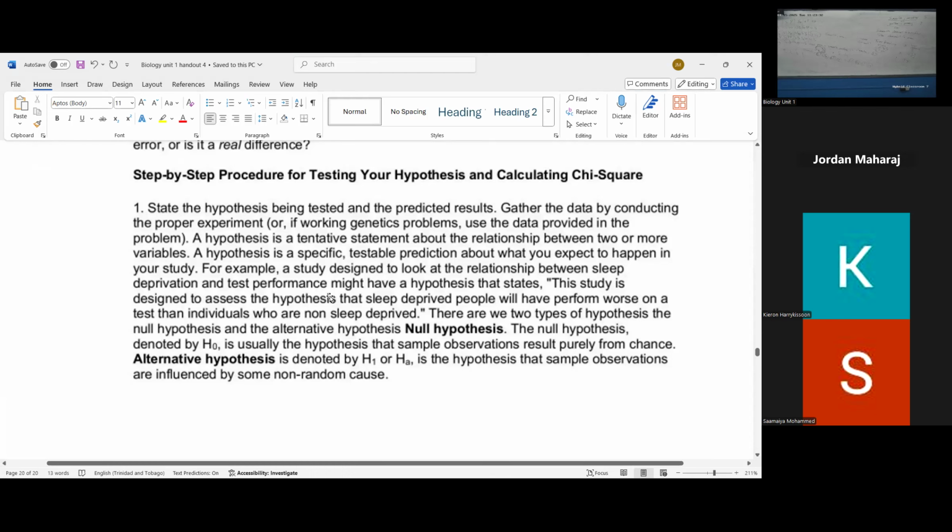So, for example, a good example. You have a study to look at the relationship between sleep deprivation and test performance. You have a hypothesis stating that this study is designed to assess the hypothesis that sleep-deprived people will perform worse on a test than non-sleep deprived people. So the less you sleep, the worse you score on the test. That's the hypothesis. The null hypothesis would state something opposite to that.